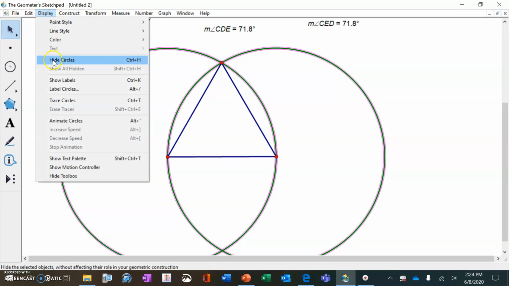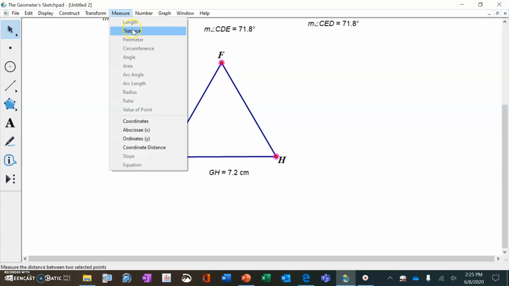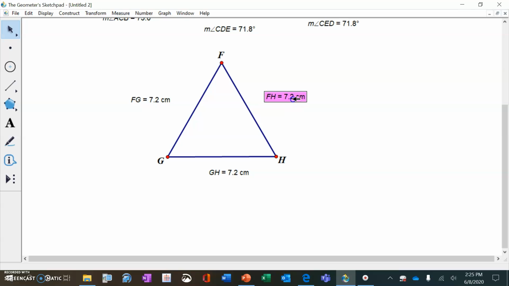So I'm going to go over here, display, hide the circles. So I think this is an equilateral triangle. Okay, now, if I measure the sides, maybe I should call them letters first of all. So here's F, G, and H. Okay, I'm going to measure this side FG, and the distance between those two points is 7.2. And from G to H, the measure of that distance is 7.2, so that's good. From F to H, the measure of that distance is also 7.2. So all three sides are equal, and now I'm going to measure the angles.